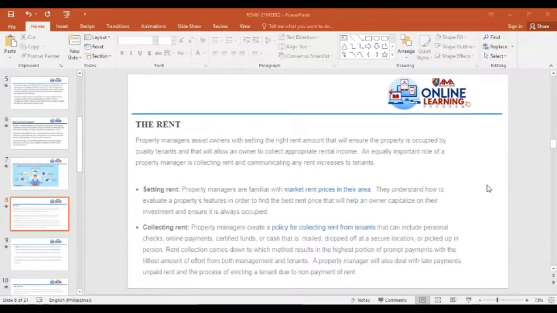So with this, the property managers have to make sure that there is an agreement between the owner and the tenants. So sa agreement na yon, it includes the monthly dues, okay, so the total amount of rent, which is paid in 2 months advance or 1 month deposit.